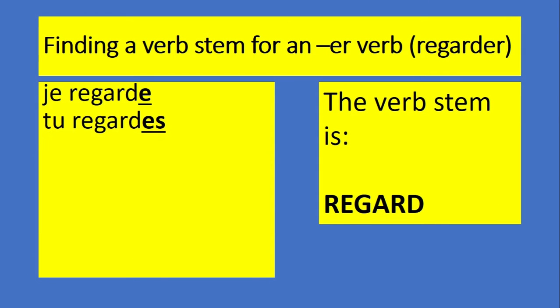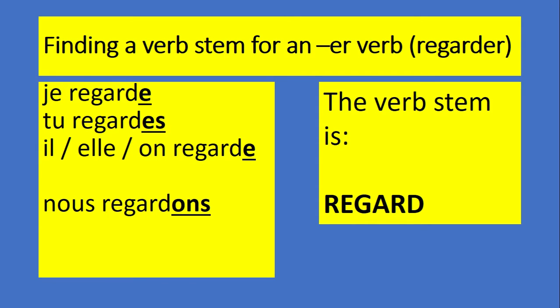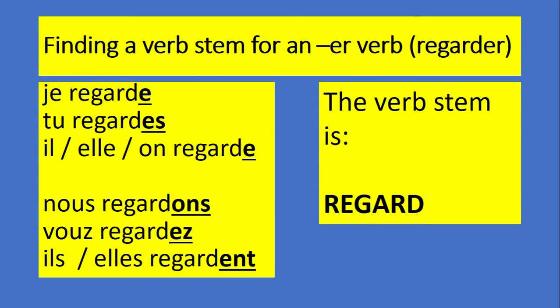So here's an ER verb: je regarde, tu regardes, il regarde, nous regardons, vous regardez, ils regardent. So I said the verb stem is the nous form minus the ONS. So the nous form, nous regardons, take off the ONS, you're left with REGARD. There's a stem, add the endings on afterwards: AIS, AIS, AIT, etc. A cheat's method for the ER verb is just take off the ER. You've got the stem that way as well. But that doesn't work for all verbs.